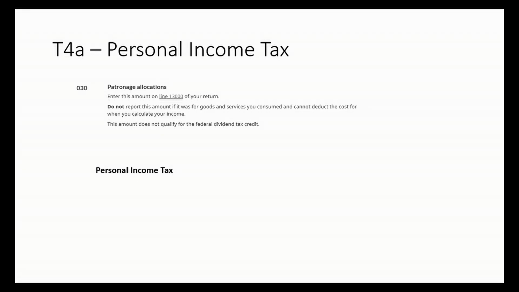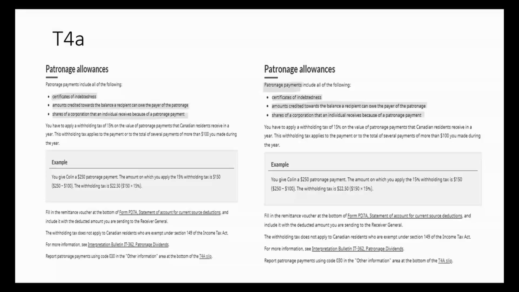So patronage allocations, what are these things? Patronage allocations or patronage payments have to do with certificates of indebtedness, amounts credited towards the balance a recipient can owe the payer of the patronage.